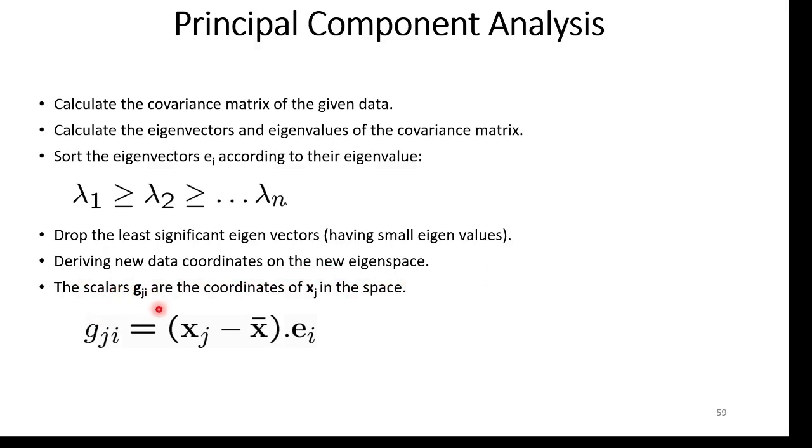The scalar gji are the coordinates of xj in the new space. gji equals (xj minus x bar) dot ei, where gji is the coordinate value in the new eigenspace for the jth vector in the original space, and ei is the ith eigenvector.